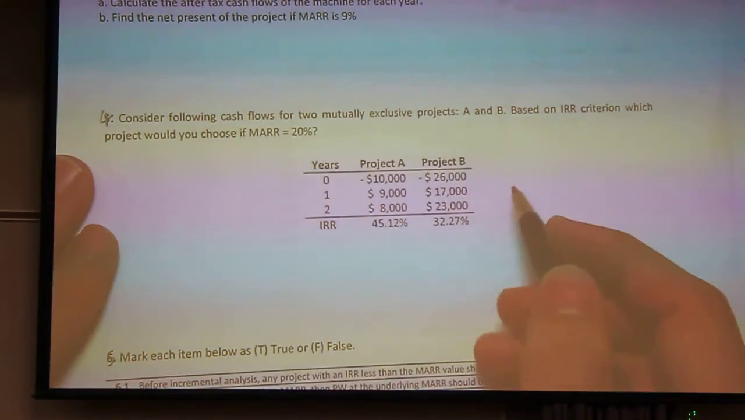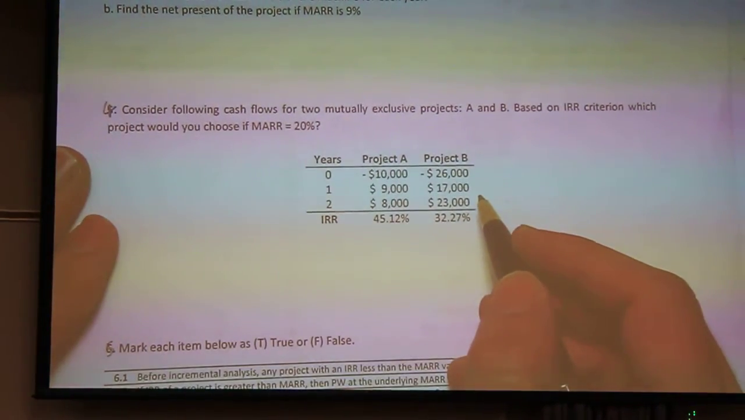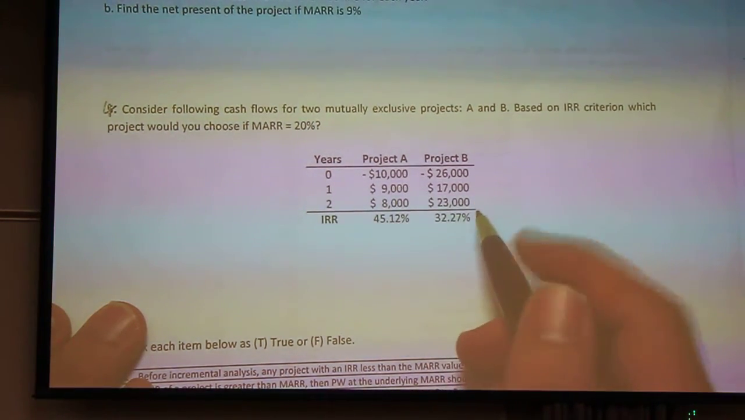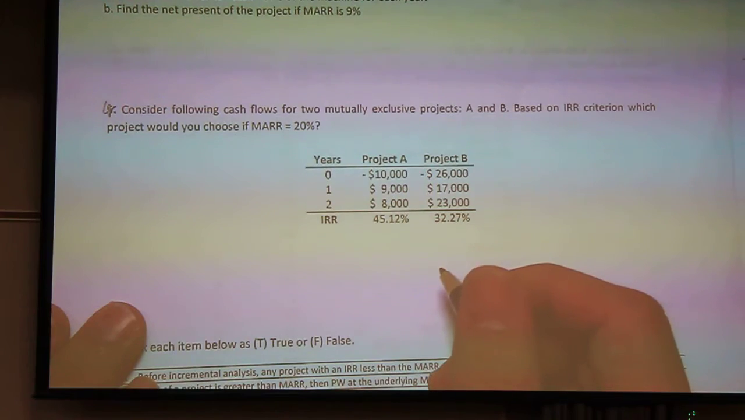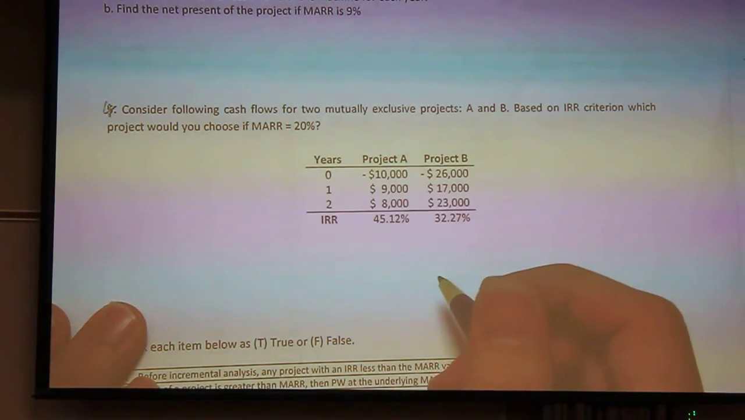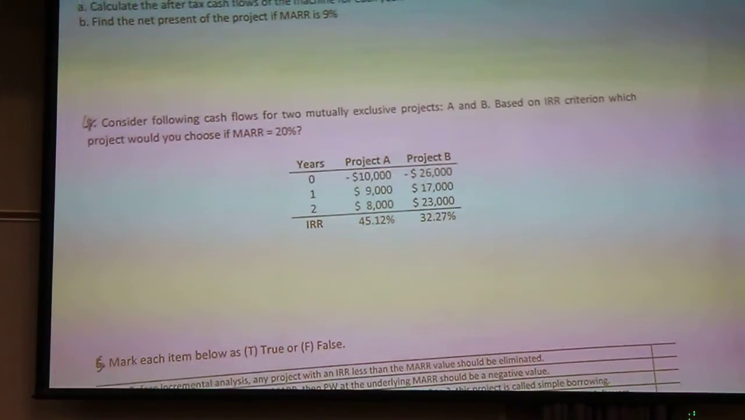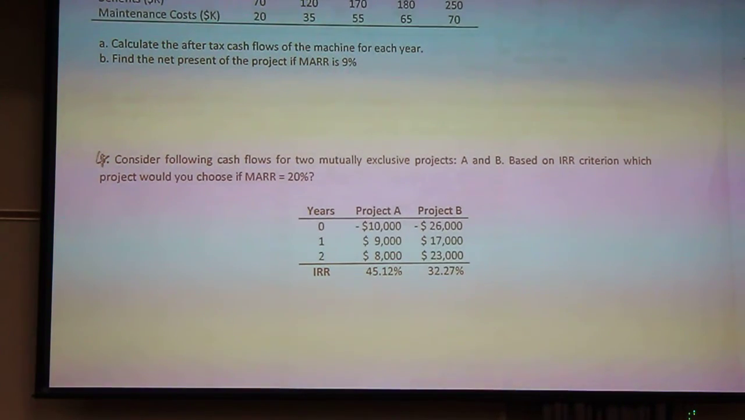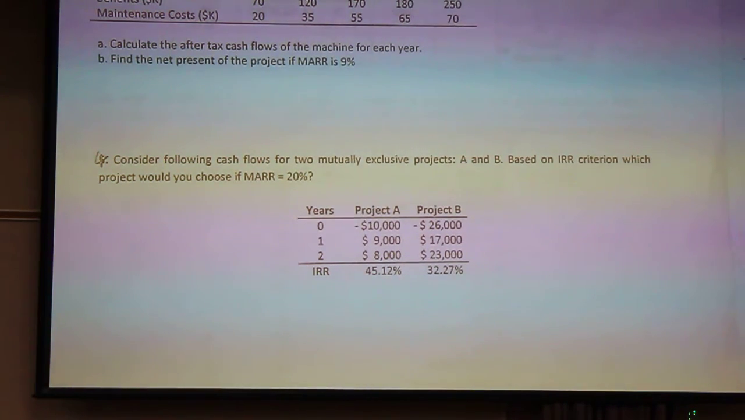And this is a problem from chapter 7, IRR. You're going to do some incremental analysis, I guess. Yes, because MARR is 20%, so we are going to do some incremental analysis to figure out the economic project, the most economically justified project.